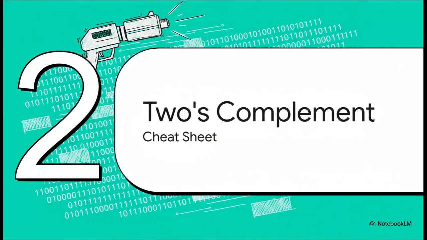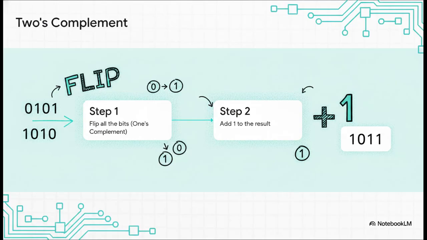Moving on to part 2. The two's complement cheat sheet. To defeat those negative values, you need your primary weapon. And this perfectly illustrates the incredibly simple two-step process you have to burn into your memory for exam day. Step 1 is one's complement, which is really just a fancy way of saying flip every single bit. Zeros become ones, ones become zeros. Easy enough. Then step 2 is just adding a binary 1 to your flipped result. That's the whole shebang. Flip the bits, add 1. Remember that, and you've basically won half the battle.